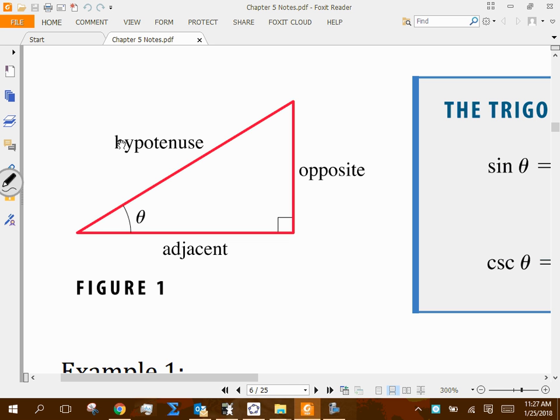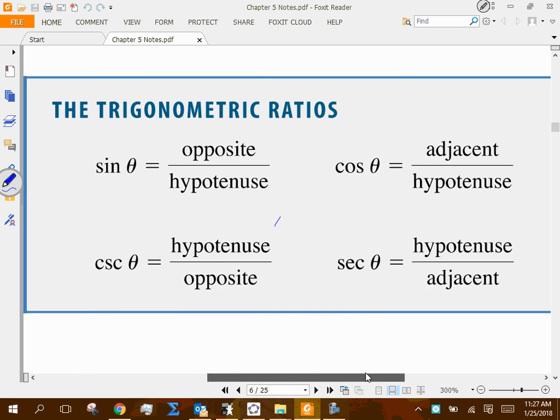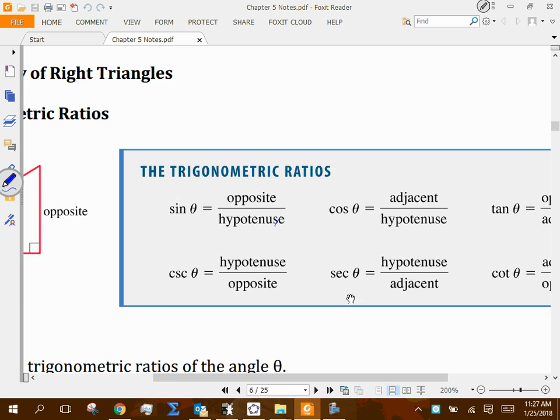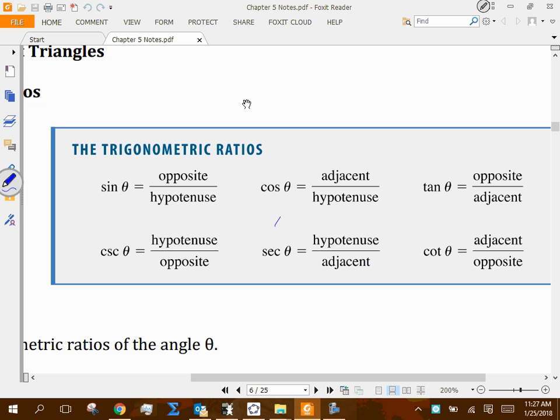Now that changes based off of the angle that we look at. So if that's theta, but now maybe I want to look at beta up here, for beta, this would be opposite, this would be adjacent, and this is still going to be my hypotenuse. So all these side lengths are dictated by the angle that you're interested in. And this only works right now in right triangles. We have to have a right triangle to be able to use this. And if you remember from previous years, what was the phrase that we used for these ratios? SOHCAHTOA.